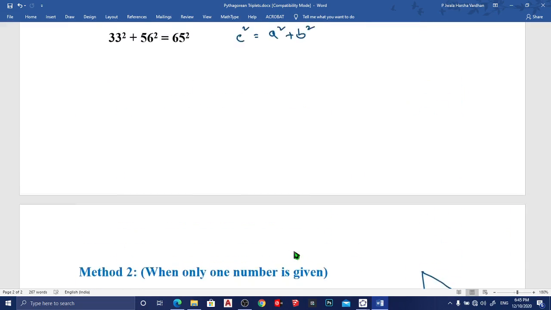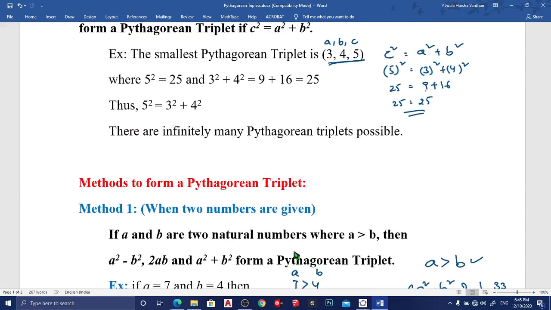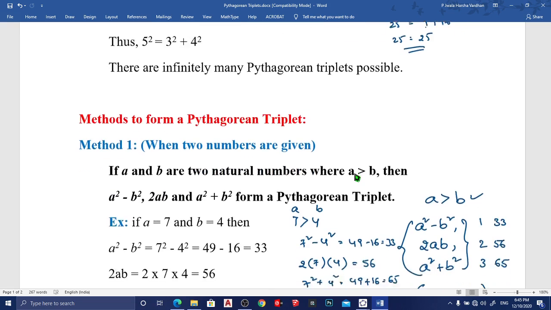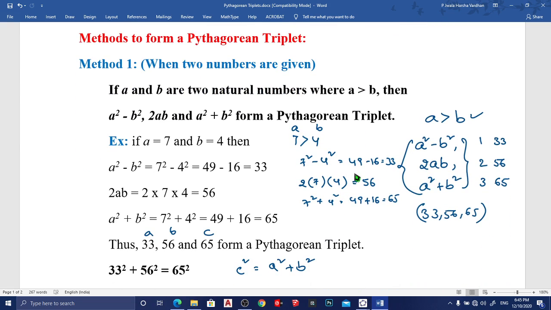Okay. So this is very important in your competitive exams also. So the first one is finding out whether the given three sides belong to a right angle triangle or not by using c square is equal to a square plus b square, by applying the Pythagorean theorem only. By applying the Pythagorean theorem only, we can understand whether the given three sides belong to a Pythagorean triplet or not. So the next one is finding out the Pythagorean triplet.